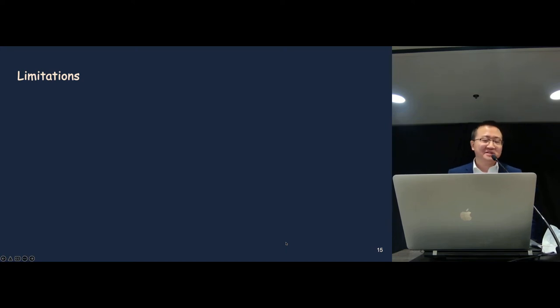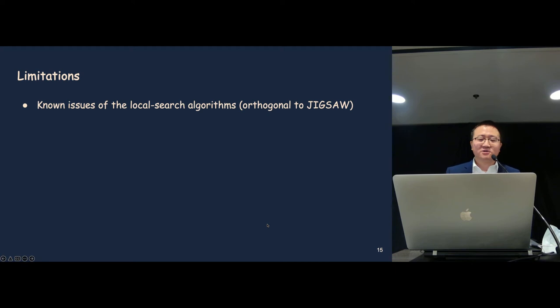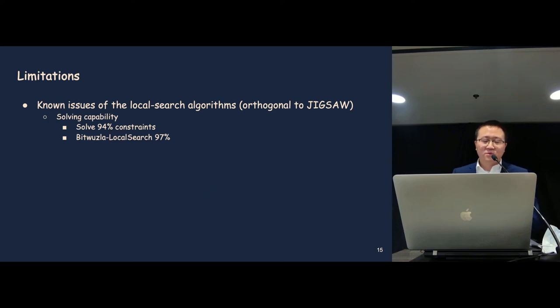Next I want to talk about limitations. Because Jigsaw is currently using a local search algorithm, to be more specific, the same gradient descent guided searching algorithm as Angora, and local search algorithms have limitations. Specifically, its solving capability is not on par with Z3. Currently, we can only solve 94% of constraints compared to Z3. In comparison, we also checked Bitwuzla, which is the winner, with its local search algorithm enabled, and it can solve 97%. I think this result is quite surprising to me, that even with this quite simple gradient descent algorithm, most constraints can be solved.